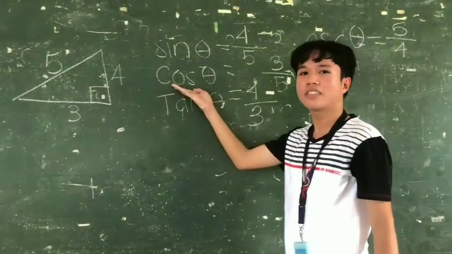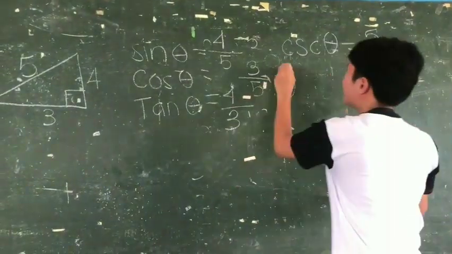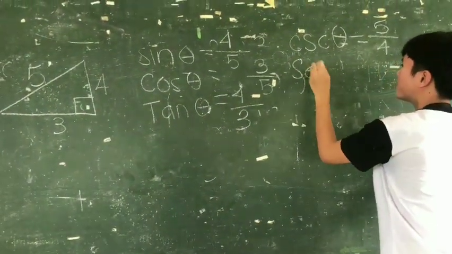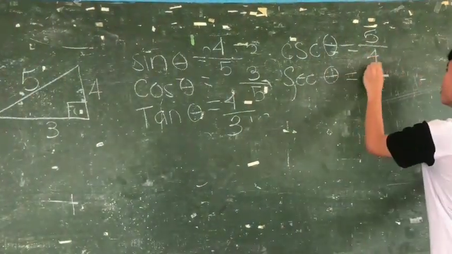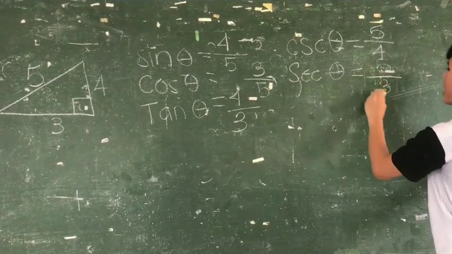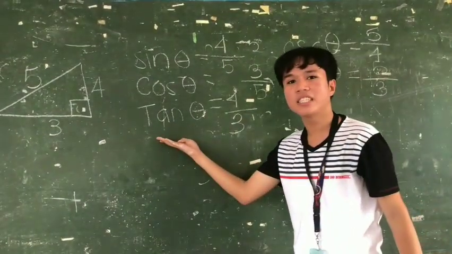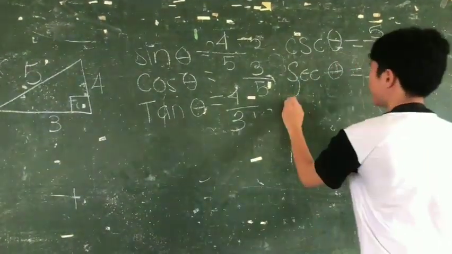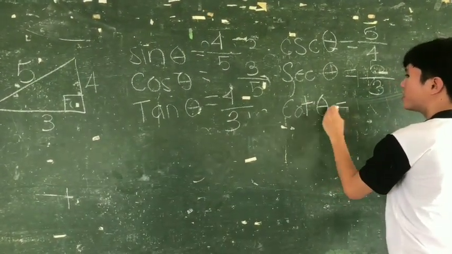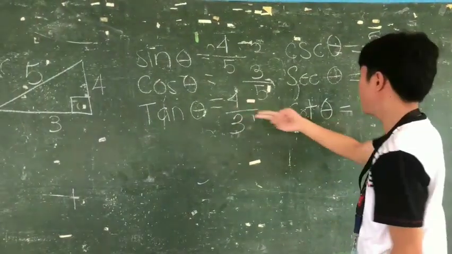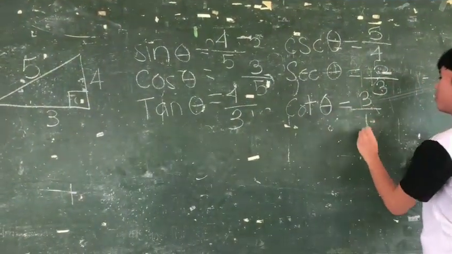The reciprocal of cosine is secant, so I'm going to flip it: 5 over 3. And the reciprocal of tangent is its cotangent. So we're just going to flip it to 3 over 4.